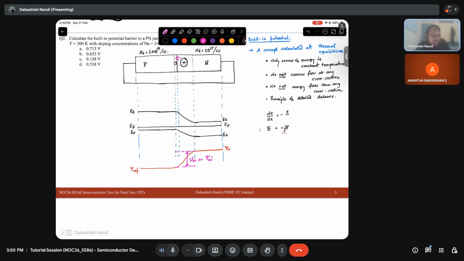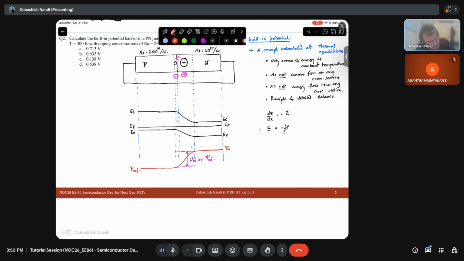You can see that the N side is having positive ions, the P side is having negative ions. So where will the potential be higher, at the positive or at the negative? Of course at the positive. That is also what we are seeing, that this side is at higher potential with respect to the negative ion side, right?